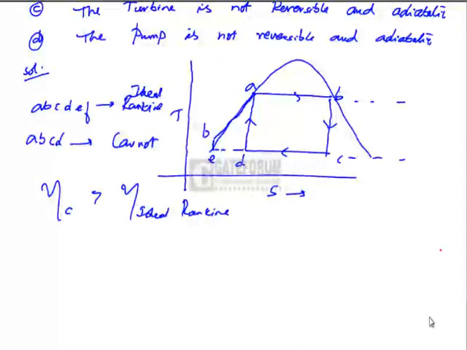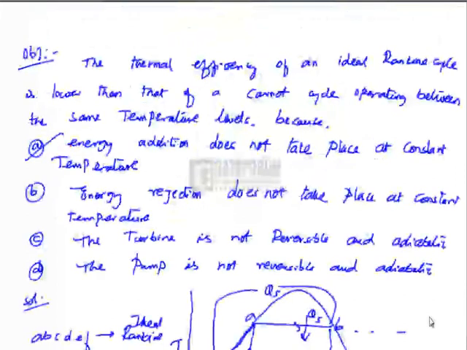The reason is energy addition does not take place at constant temperature. In the Carnot cycle, the heat addition occurs at A to B only, whereas in the Rankine cycle, heat addition occurs between F and B. Between F and B is the heat addition in the Rankine cycle. That is the reason. A is the answer.